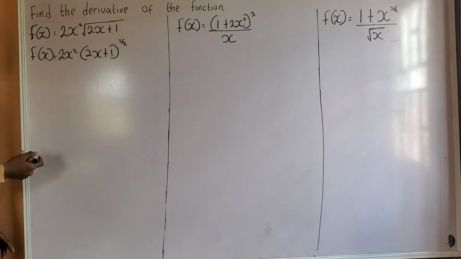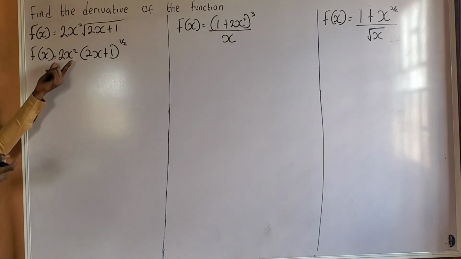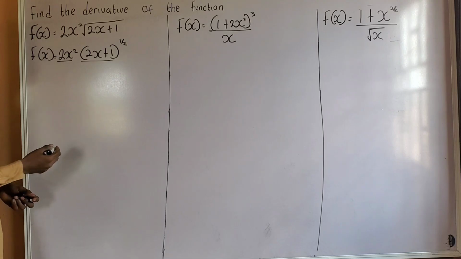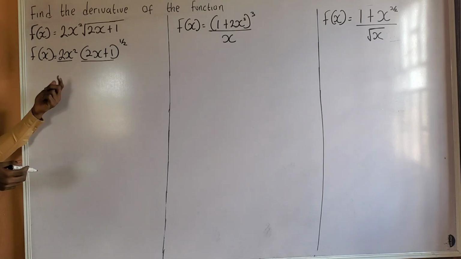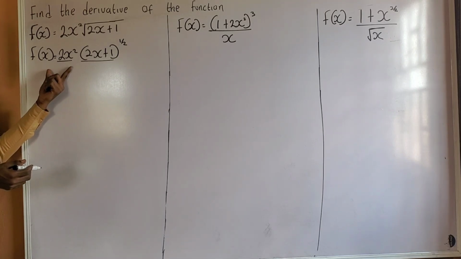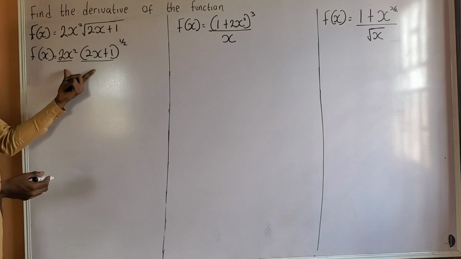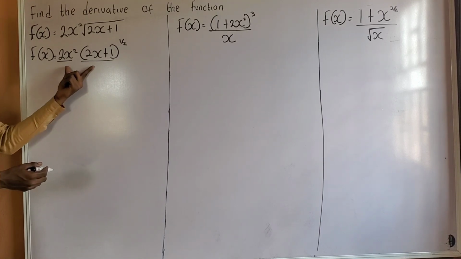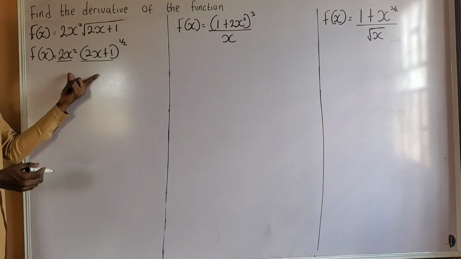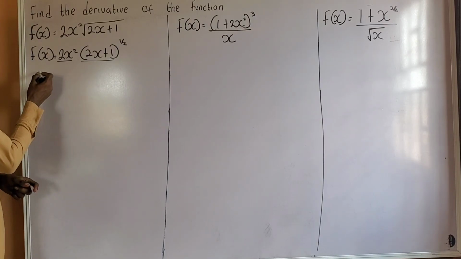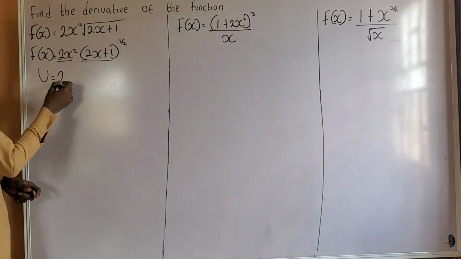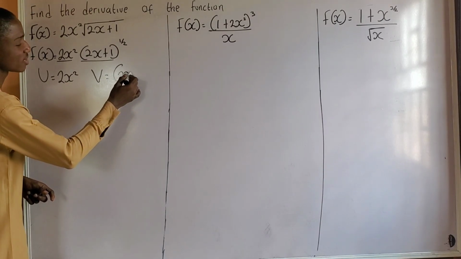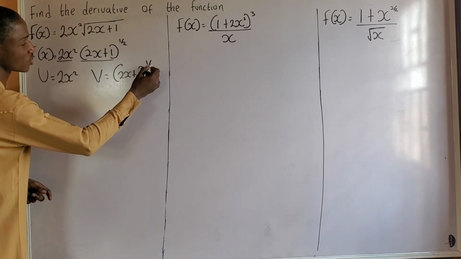Okay, now looking at this function, it has two parts. The first part is this and the second part is this. So I'm going to differentiate both parts. Are you getting it? Because to differentiate this function now, I have to make use of the product rule. Do you understand? I have to use product rule to differentiate the function. And also, I'm going to have u equals the first part, 2x squared, and v equals the second part, which is 2x plus 1 raised to the power of 1 over 2.